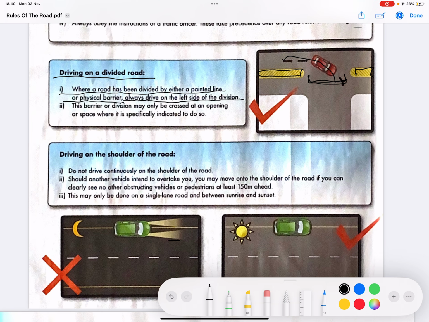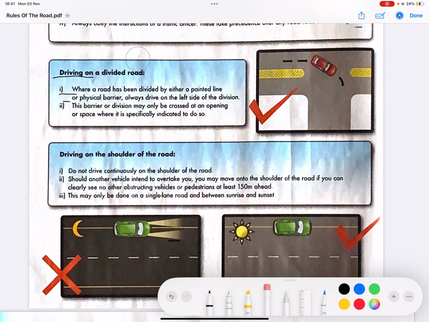You only pass there, where there is this marking like this. This is your island. You never drive over any road marking or even a physical barrier. Sometimes they just put a raised pavement sidewalk. You don't drive over it. You only drive where there is space allocated for this action. But now, when we do the road surface markings, you will get to see what I'm talking about. And then this barrier or division may only be crossed at an opening or space where it is specifically indicated for you to do so, as I've said.